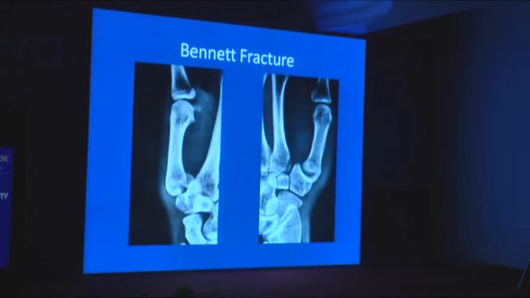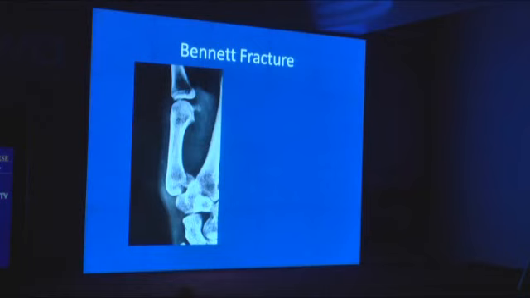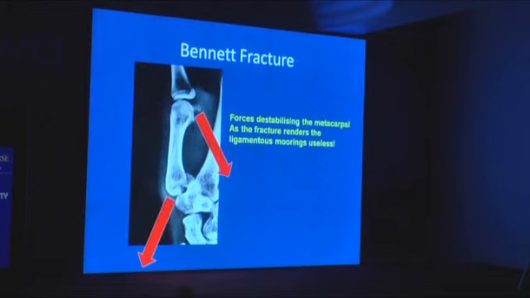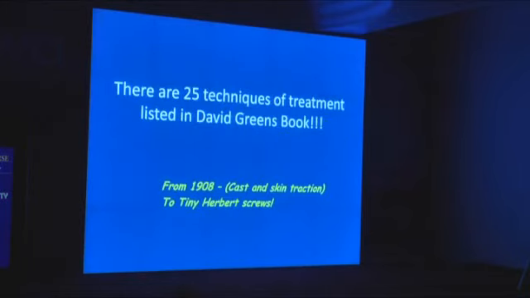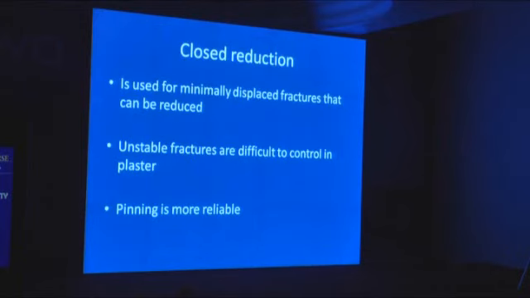This is the common type of fracture that you see, and you always think acceptable, not too much of separation. They sometimes get a step which is extremely painful afterwards. So you need to try and fix this. If you open up, we've seen about the forces. If you open up textbooks, there are 25 different techniques of treatment listed in Green's textbook. And it starts from cast and skin, traction and wires and all sorts of things, and 6 or 7 different configurations of wires, etc. So what you need to do is to decide whether close reduction is good enough.